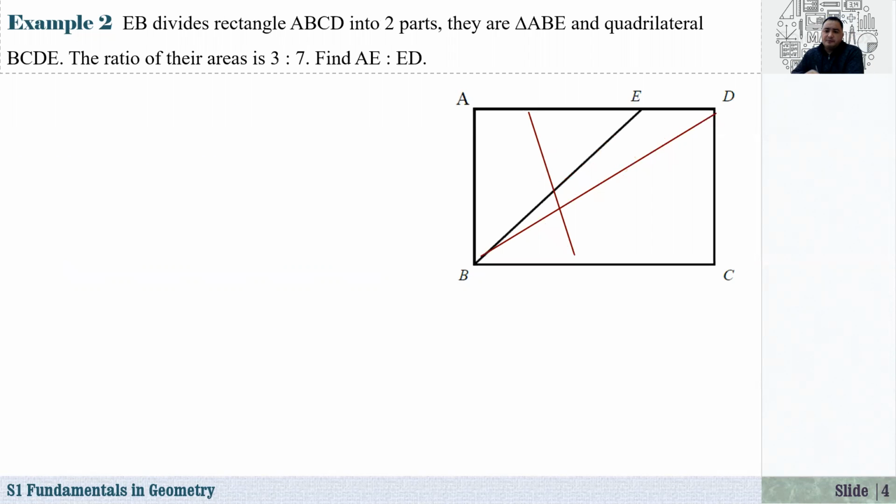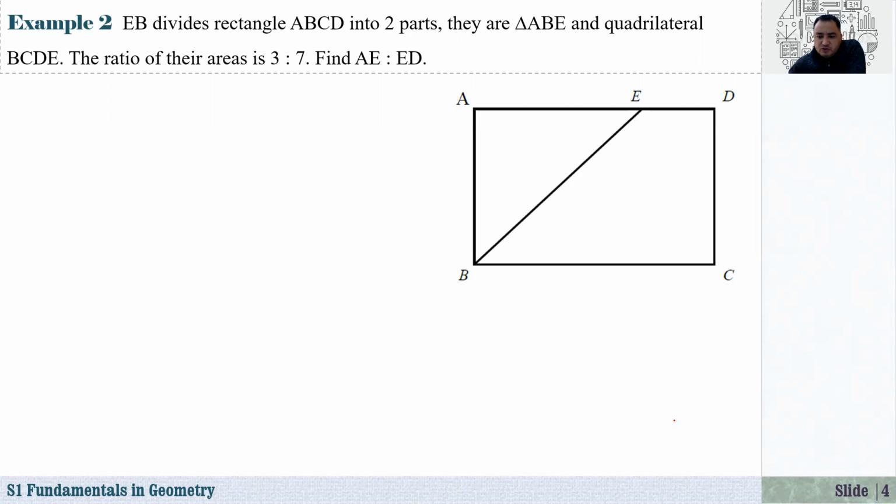Okay. In the second example, let me delete this. Okay. All right. So, in example 2, EB divides rectangle ABCD into two parts. They are ABE and quadrilateral BCDE. The ratio of their areas is 3:7. Find AE to ED.